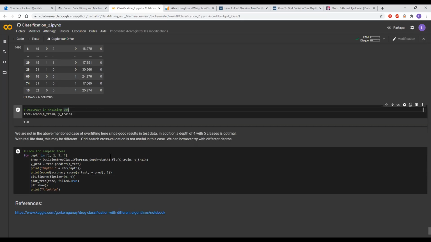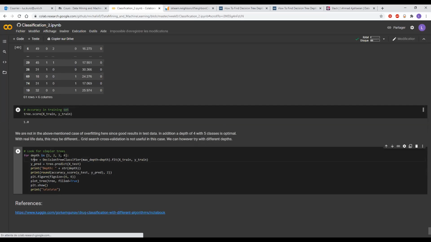But of course, we can try with different depth, 1, 2, 3, or 4, and see what is the accuracy. So we fit a decision tree classifier on X train and Y train with the max depth equals to the depth, 1, 2, 3, or 4. Then we predict and we print the depth, print the accuracy score, and plot the tree.